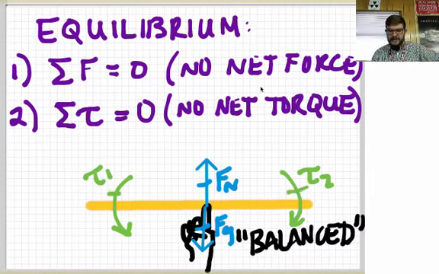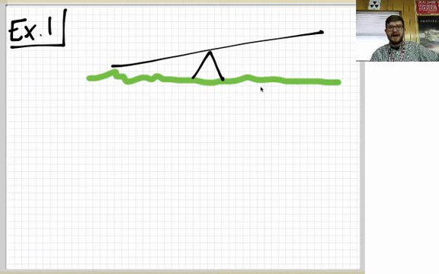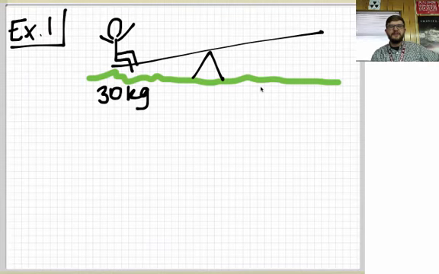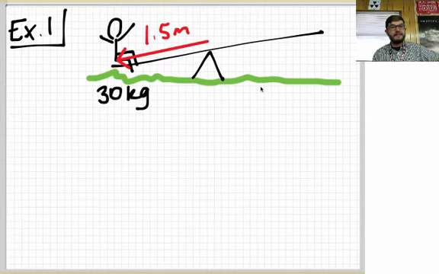Let's look at one last example. Let's say I'm at a playground and there's a seesaw, and I get on the seesaw. I'm like a small kid. I only weigh 30 kilograms, and let's say I'm 1.5 meters away from the pivot point. The pivot point in this case is the center of the seesaw where it rocks.